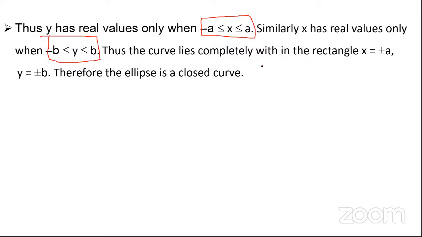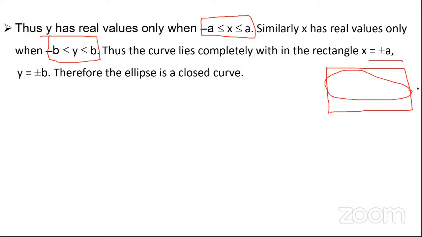Thus the curve lies completely in the rectangle. The ellipse completely lies in the rectangle like this. This is plus a comma 0, this is minus a comma 0, this is plus b comma 0, this is minus b comma 0. Therefore, the ellipse is a closed curve.